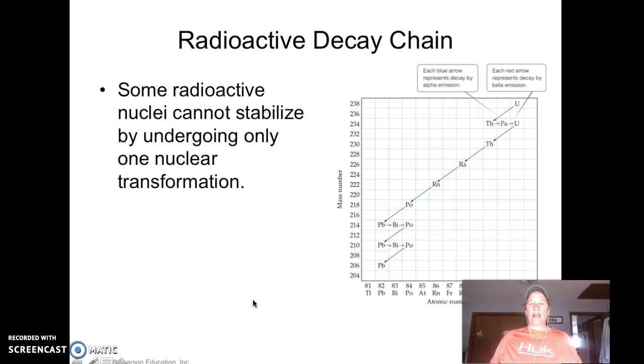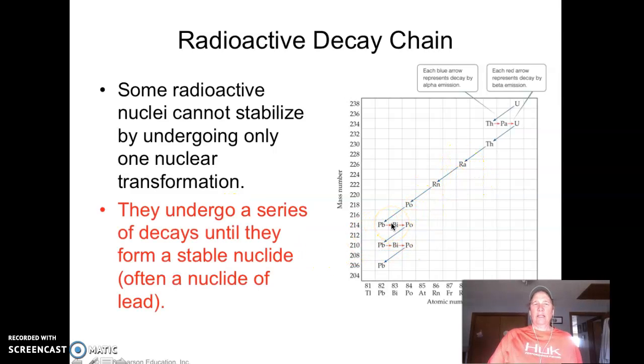What do we got? Oh, here's radioactive decay. This talks about what happens, and we're going to talk more about this. If you've ever heard of half-lives and things like that, radioactive nuclei cannot stabilize by undergoing only one nuclear transformation. Sometimes it has to do several. And this is an example here. They undergo a series of decays until they form a stable nucleus. So they're going to keep losing something or adding something until they get to the point where they're stable. And again, we're going to talk about that more.